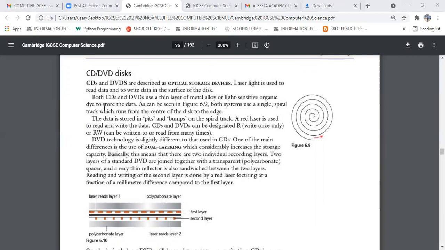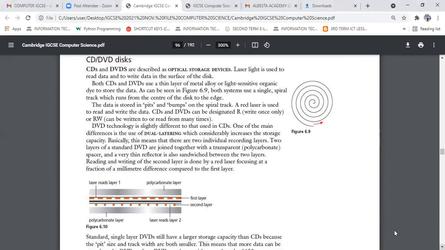Okay, let's move on. Both CDs and DVDs use a thin layer of metal alloy or light-sensitive organic dye to store the data, as can be seen in figure 6.9. You can see this figure. It's an example of a CD. The data is stored in pits and bumps on the spiral track. A red laser is used to read and write the data.